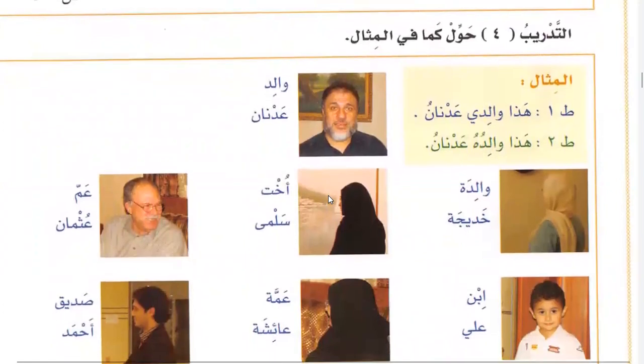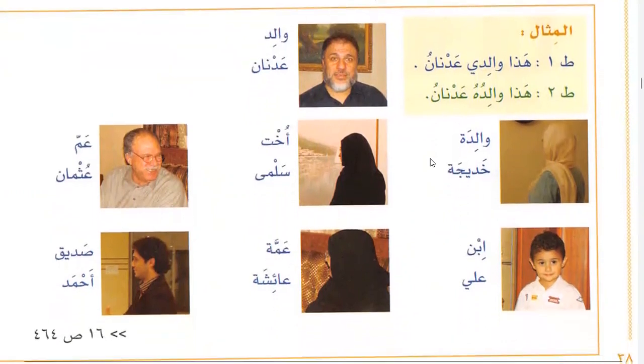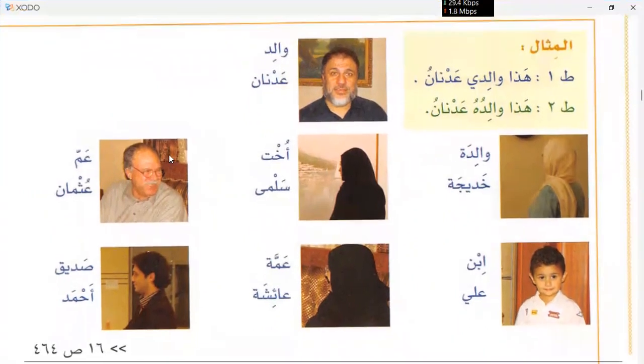Now convert like in the example. So you see, walid means father. Walidi, my father. Waliduhu, his father. Haza walidi Adnan, this is my father Adnan. Haza waliduhu Adnan, this is his father Adnan. So in this way, we will make this. Who is next? Mr. Muhammad Anas and Mr. Musa Muhammad.